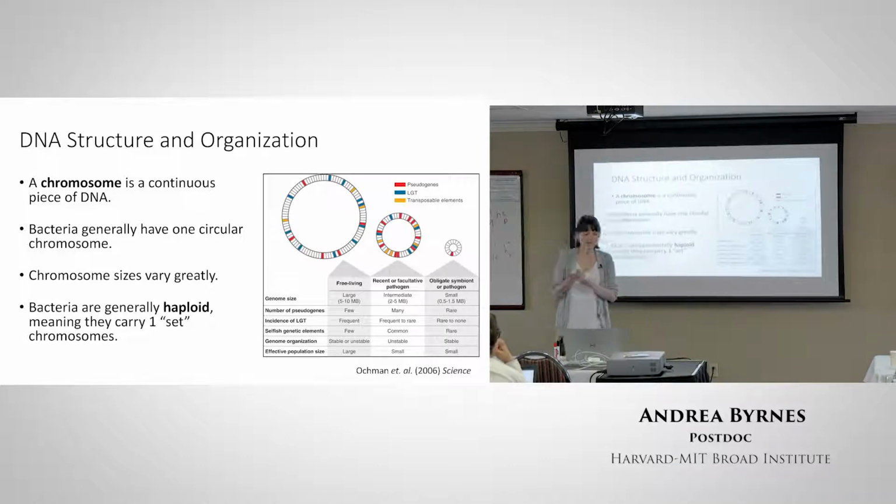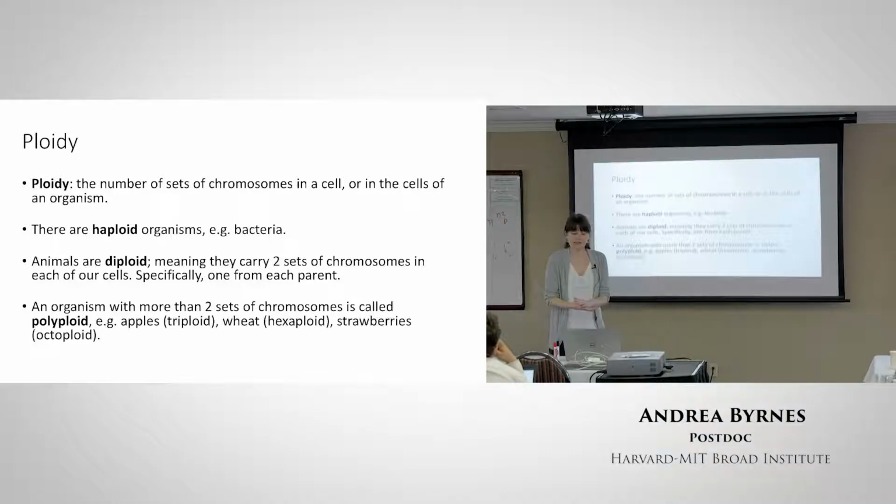So a chromosome is a continuous piece of DNA. We talked about that. Bacteria in general have one circular chromosome, so it's a ring. And the chromosome sizes vary pretty greatly depending on the species of bacteria. Bacteria are generally called haploid, which means they carry one set of their genomic material around. We are quite a bit more complicated.